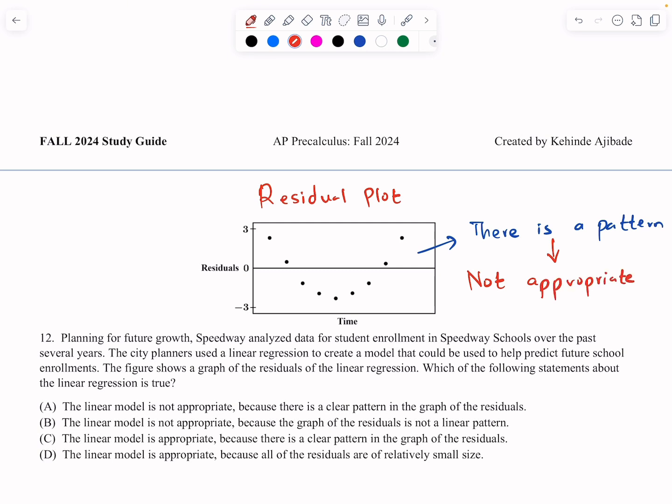Let's look at the answer choices that say this model is not appropriate. Option A is saying that the linear model is not appropriate because we have a clear pattern in the residual. So the right answer would be option A. Remember, if you have a pattern, then that model is not appropriate. If there is no pattern, it means that the model is appropriate.